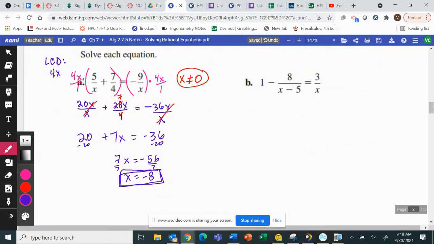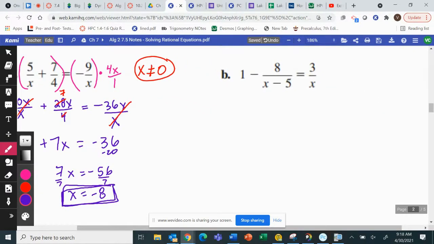So look at B. First thing we need to do is find the lowest common denominator. I'm going to stop talking for a second because I want you to find the lowest common denominator. To find the lowest common denominator, first thing you want to do is factor the denominators. How do I factor x minus 5? Ella, do you know how to factor x minus 5?